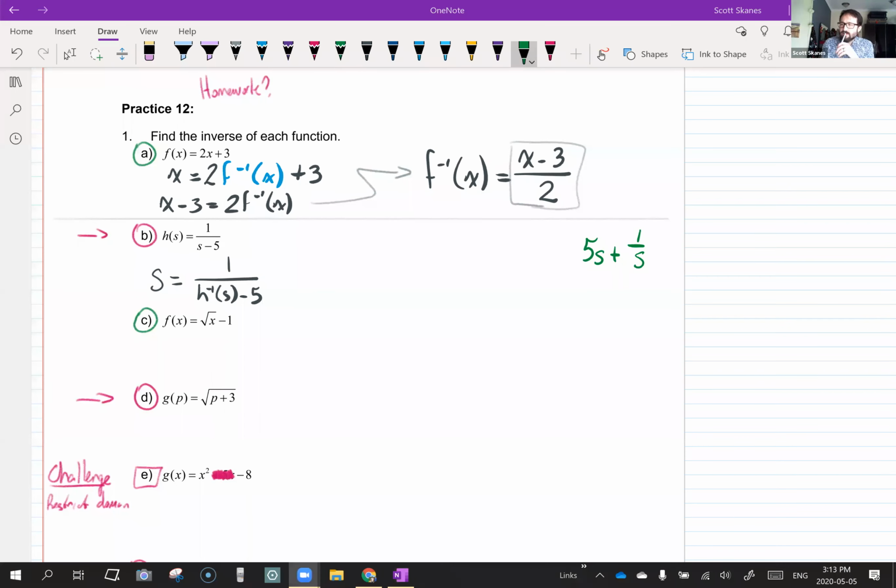So 5S, not quite. I think we're missing something. Actually, yeah, 5 plus 1 over S. I think this one is a version of it. S plus 5. Okay, so we're having a couple issues with rearranging here, which is not a bad thing. I mean, that's why I give these. Getting a few different answers. S plus 5 over 1. I don't know about that.